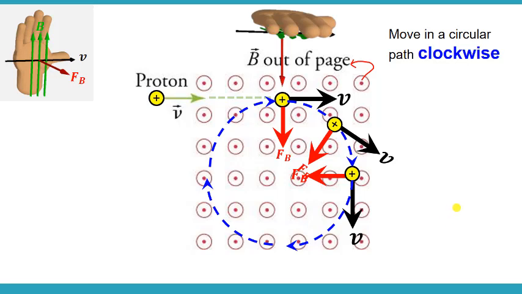Remember, we always identify the direction of B in order to sketch the path of the motion for a charged particle that moves in a magnetic field. Remember, as the charged particle moves into the magnetic field perpendicularly, it will perform circular motion.